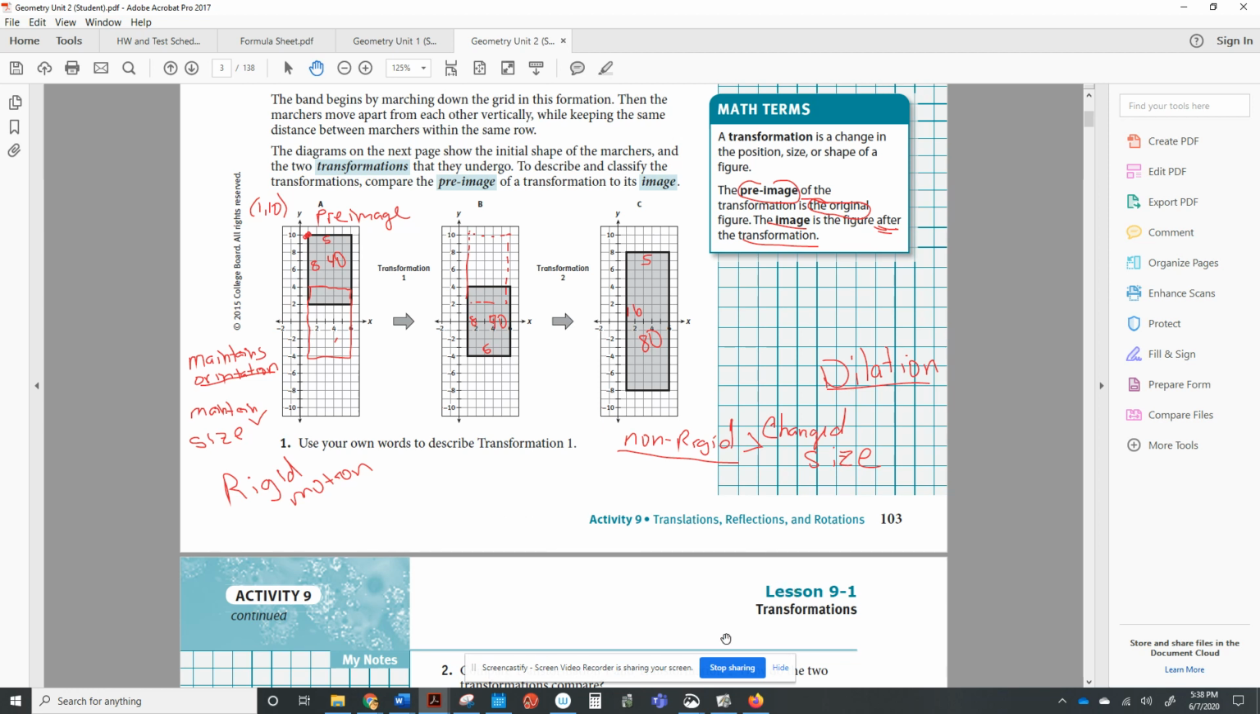Okay, I'm going to stop the video right now so it doesn't get too long. You might need a break. But when we come back, we're going to look at some notation about moving these ordered pairs. So far I've just given you some vocabulary.